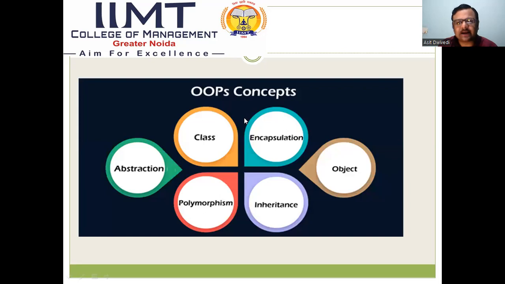This is the diagrammatic representation of the OOPS concepts: class, object, abstraction, encapsulation, polymorphism, inheritance.